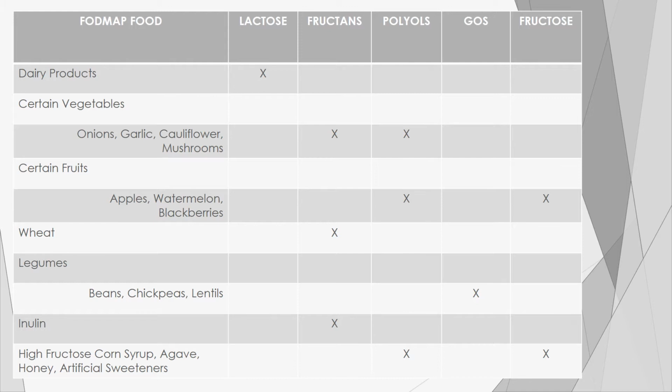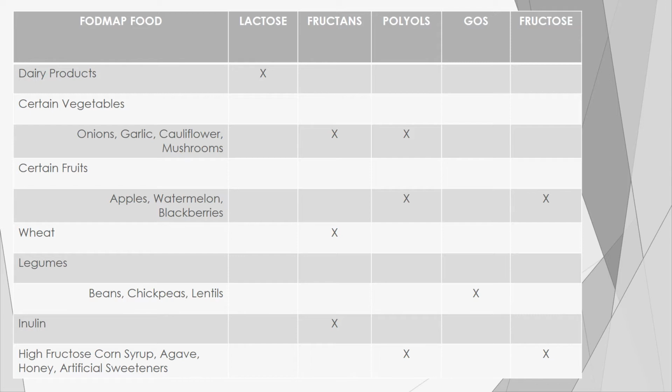As this chart indicates, there are 5 categories of high FODMAP foods. These categories are lactose, fructans, polyols, galacto-oligosaccharides, otherwise known as GOS, and fructose. Lactose is the sugar found in milk and other dairy products. Foods vary widely in lactose content, and therefore some lactose-containing foods are allowed on this diet, but in limited quantities.